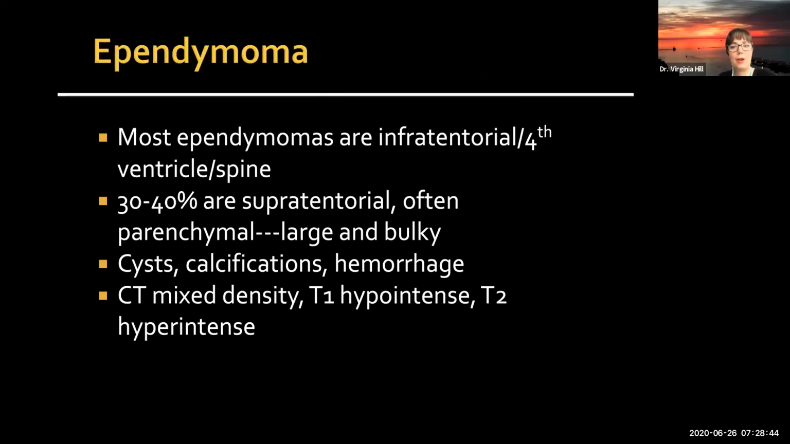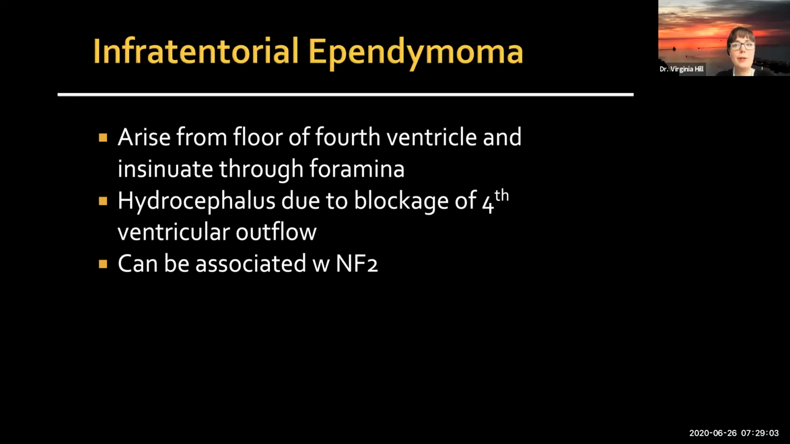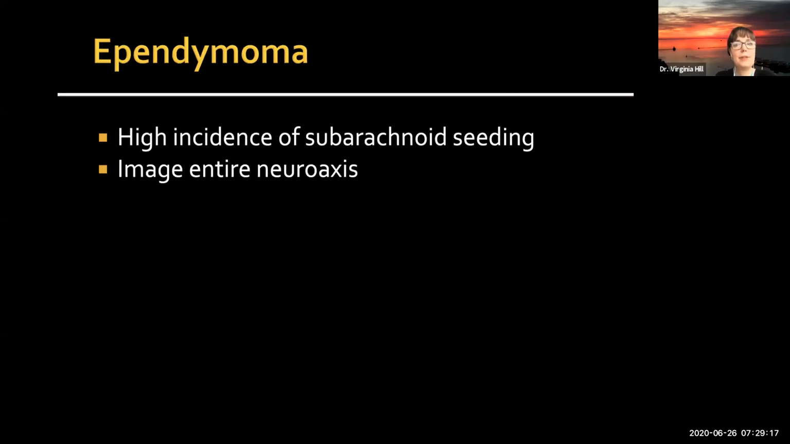Ependymomas. Most ependymomas are infratentorial in the fourth ventricle and in the spine, but 30 to 40% of them are supratentorial, often parenchymal, and can be large and bulky. They can have cysts and calcifications and hemorrhage. CT will show mixed density, T1 hypointensity, and T2 hyperintensity. Infratentorial ependymomas arise from the floor of the fourth ventricle and insinuate through the foramina. You can have hydrocephalus due to blockage of the fourth ventricular outflow, and these tumors can be associated with NF2. They have a high incidence of subarachnoid seeding, and because of that, it's important to image the entire neuroaxis.